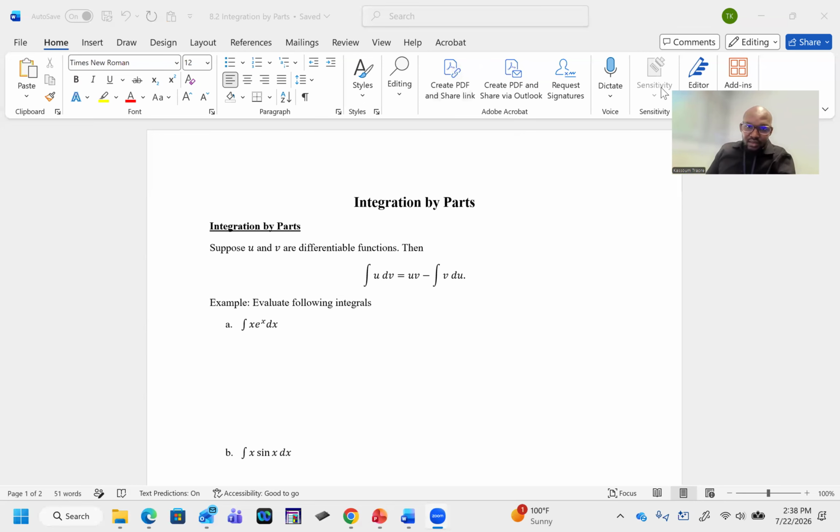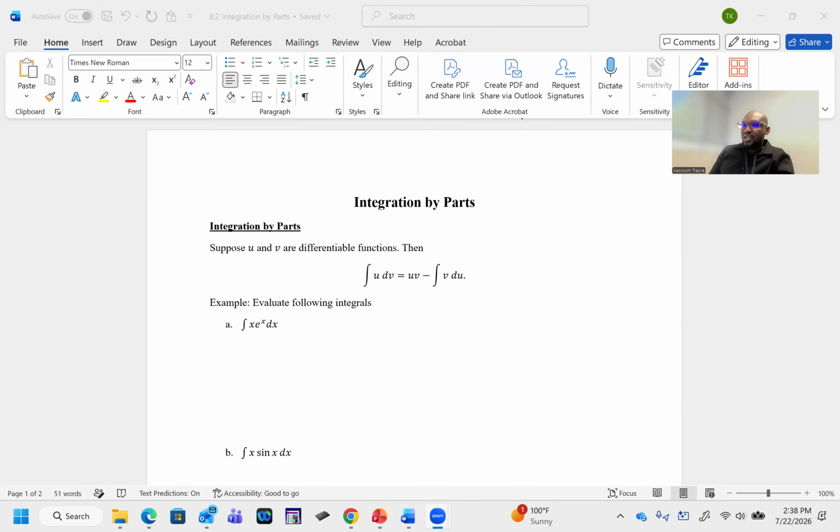Hello, welcome back. This section we are going to do integration by parts. That's the first technique, a new technique we will learn. Integration by parts: suppose u and v are differentiable functions. Then if you are asked to find the integral of u dv, it will be equal to u times v minus the integral of v du.